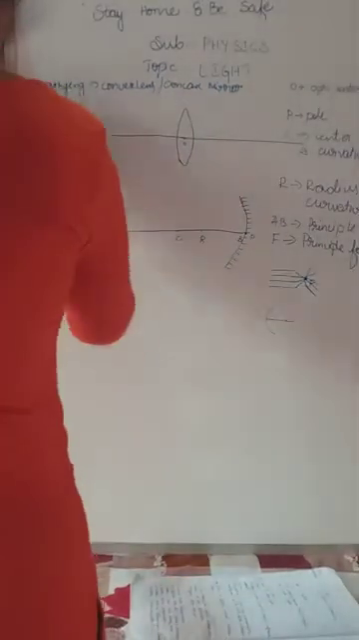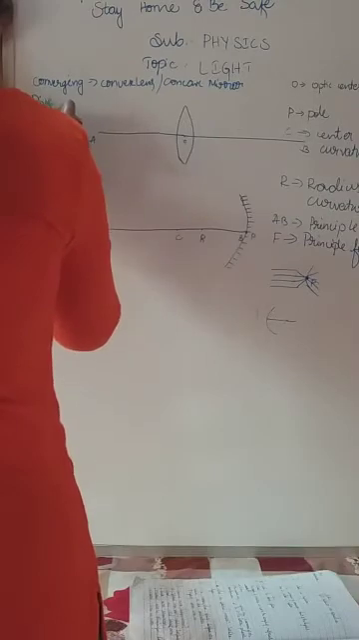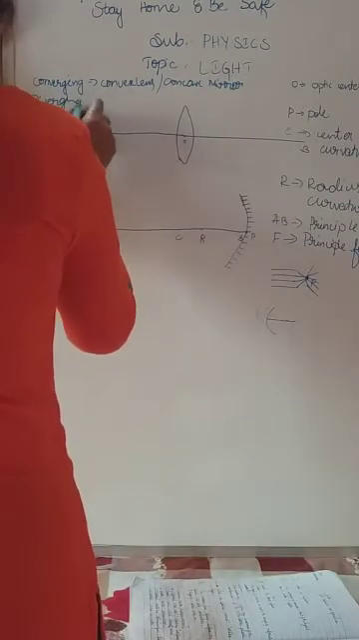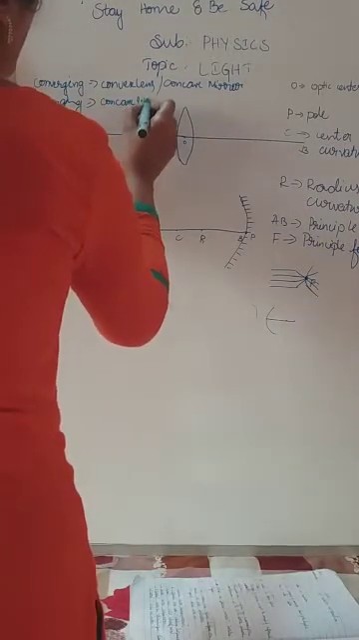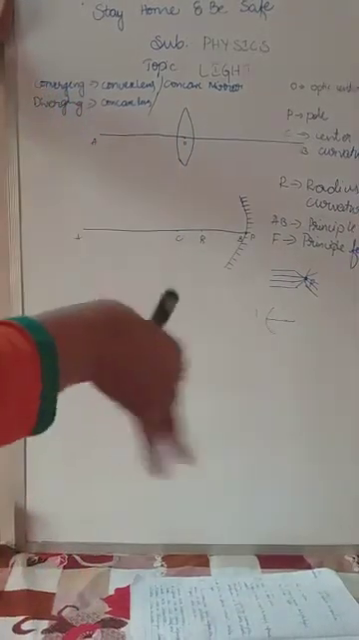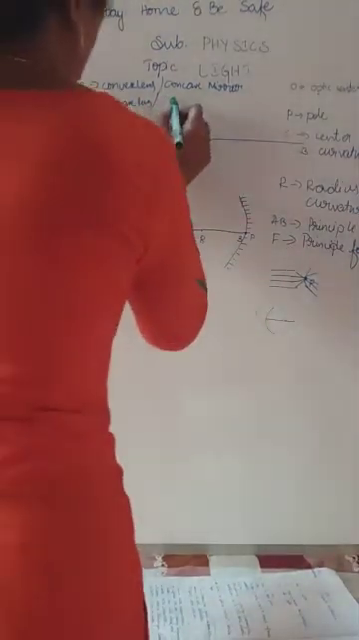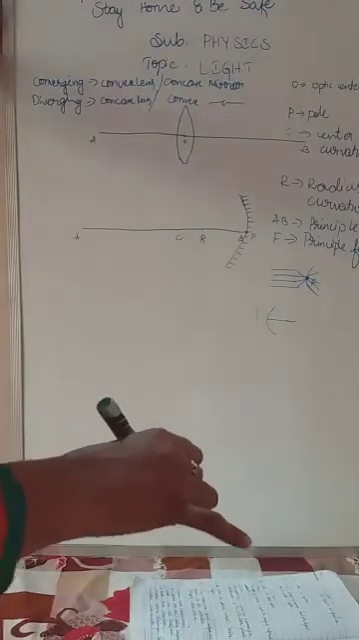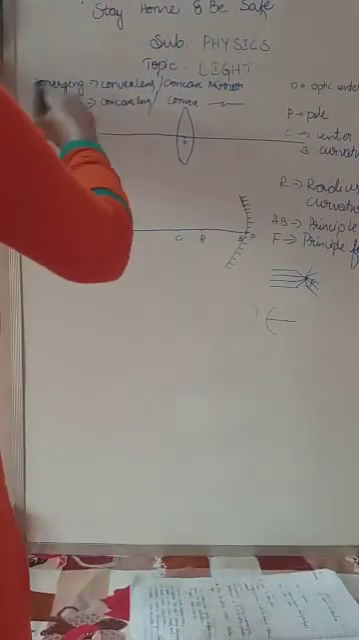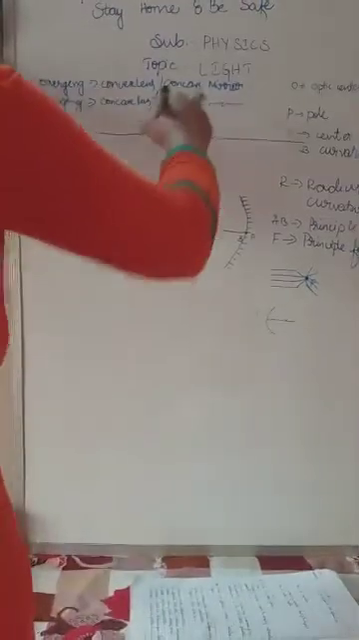In the same way, diverging. In case of lens, the diverging is concave lens. In case of mirror, the diverging is convex mirror. Don't get confused here. In case of lens, the converging is convex. In case of mirror, the converging is concave. In case of lens, the diverging is concave. And in case of mirror, the diverging is convex.